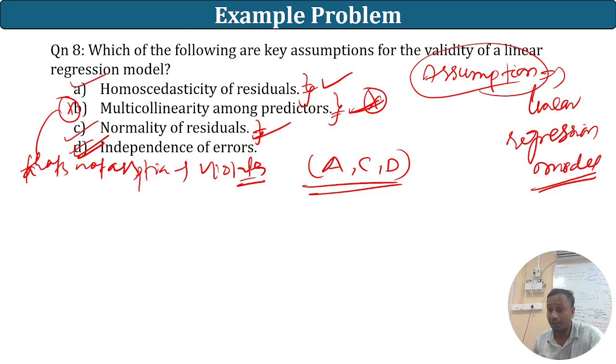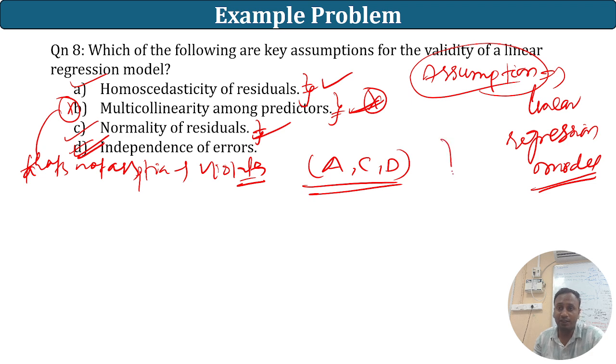Multicollinearity should not be there. If it is there, it's going to overfit or underfit the data. It means it will become biased either way, either positive or negative. So that's a very important term that we have to know.